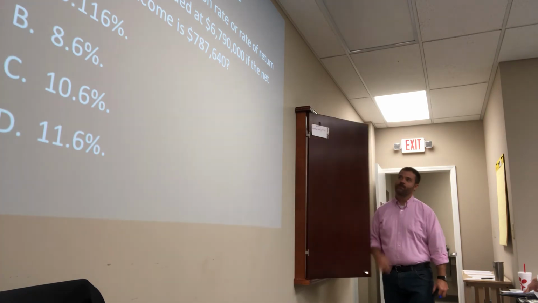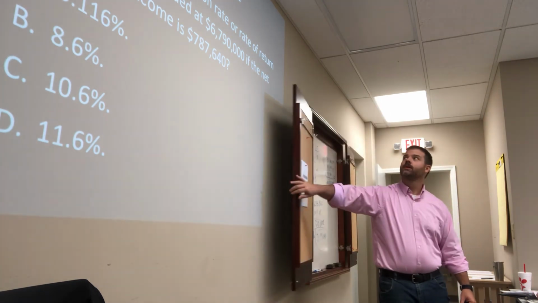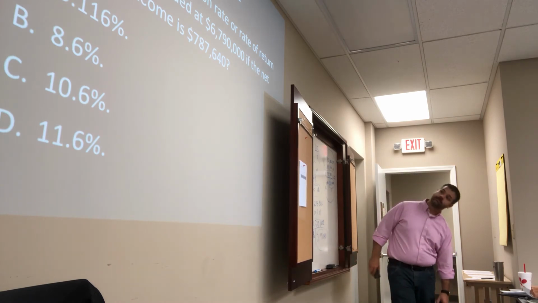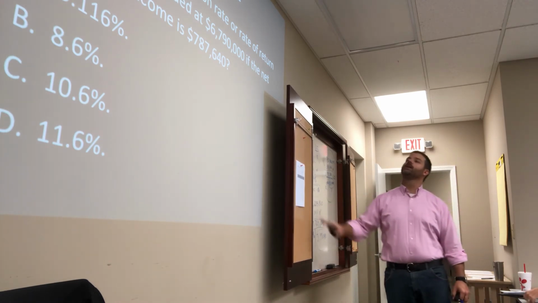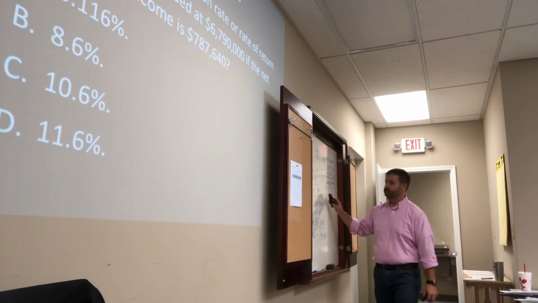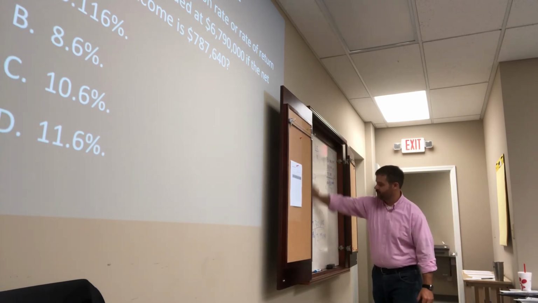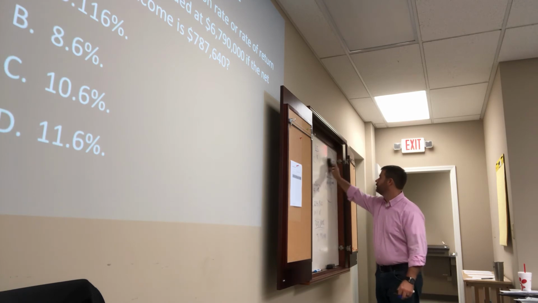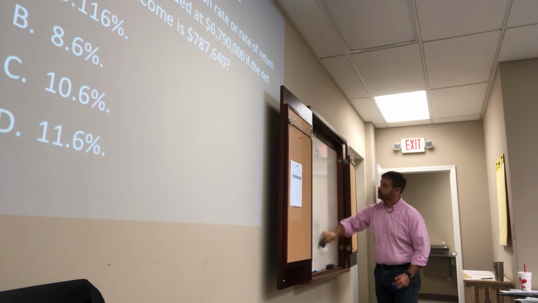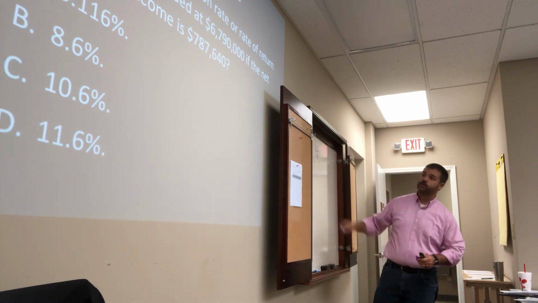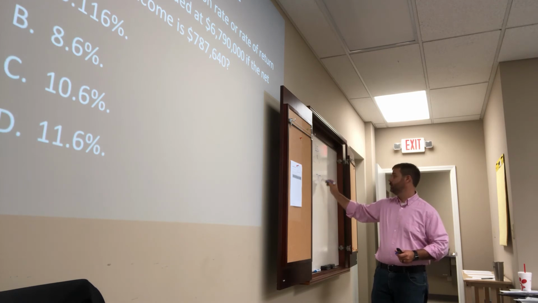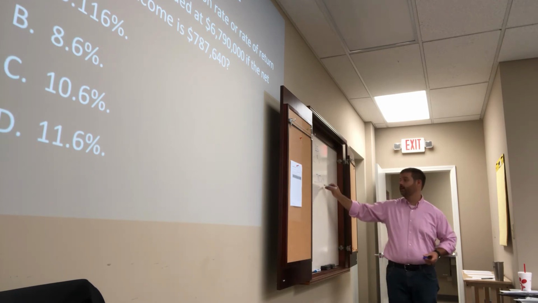Cap rate: what is the cap rate or rate of return on a property valued at 6.79 million if the net operating income is 787,640? This is just that same formula right there. So they give you NOI, which is beautiful, and they gave you the value. Yeah, how cool is that?